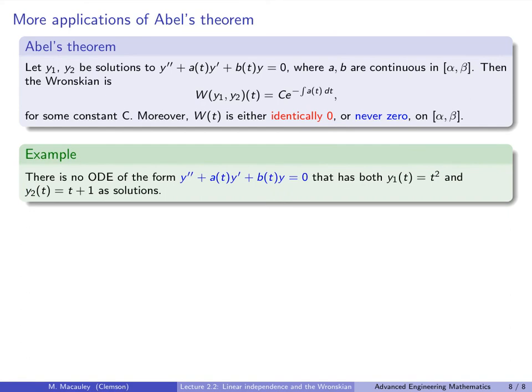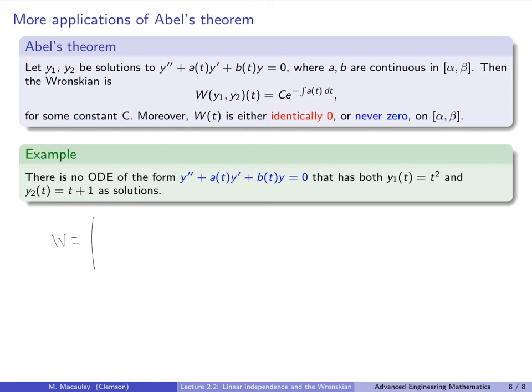Here's our last example of a result that we can derive from Abel's theorem. I claim that there is no ordinary differential equation of the following form, in other words, second order linear and homogeneous, that has both t squared and t plus 1 as solutions. It's not at all clear why this should be the case. It seems like potentially given two solutions, maybe we could cook up such an ODE, but I claim that it's impossible. And here's why. Let's compute the Wronskian first.